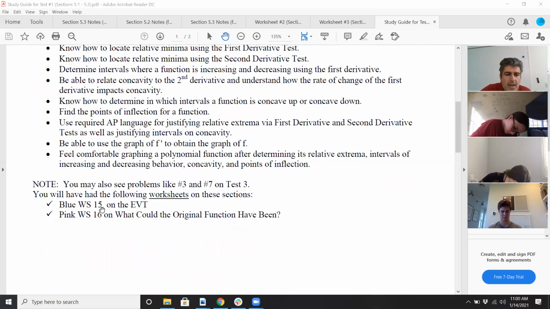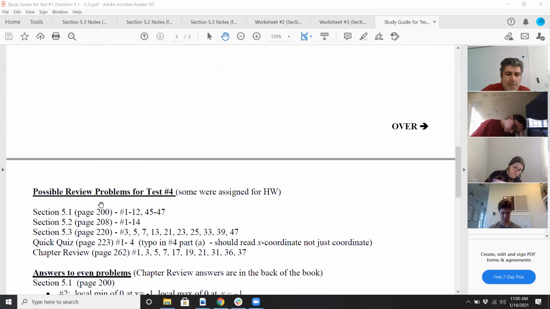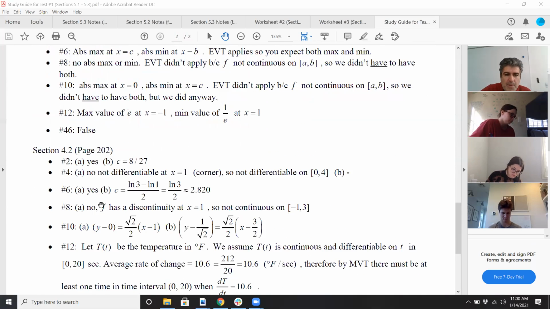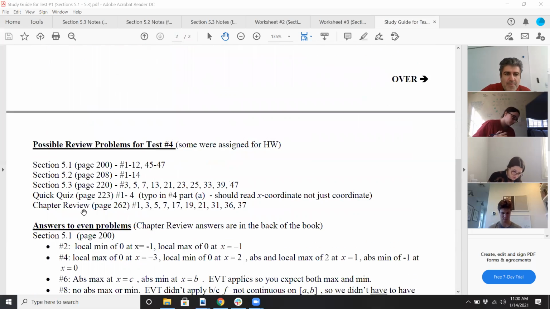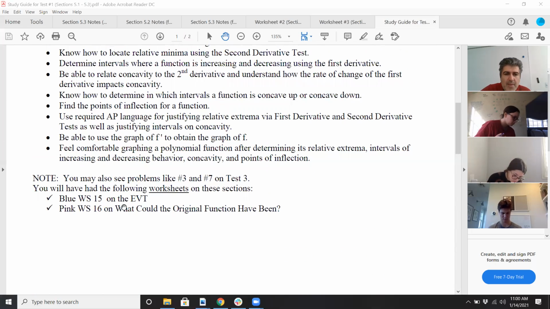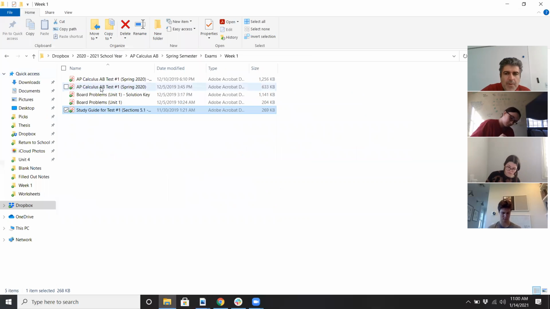And then, I don't know what's meant by blue worksheet 15. Let me update this. That's weird, but these extra problems are good ones to do. Let me update the file and delete that because that seems weird. But we've gone over all the stuff.